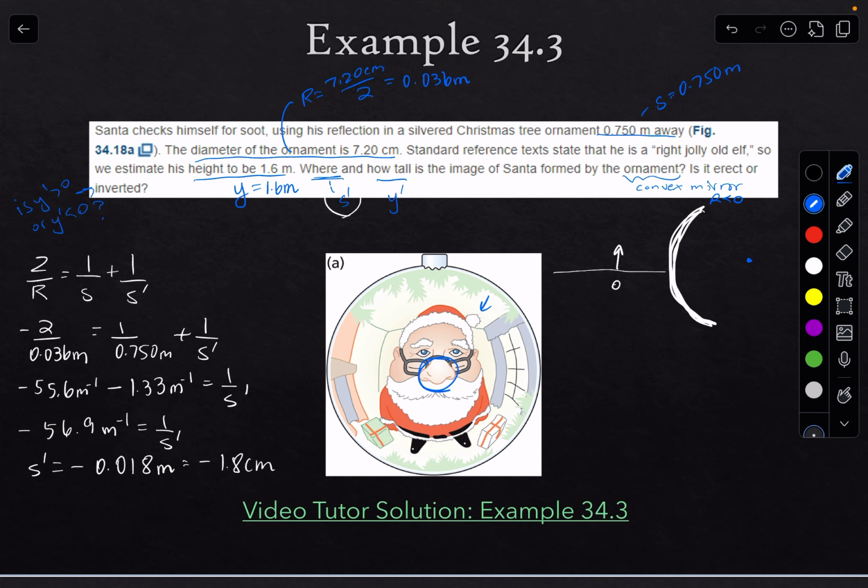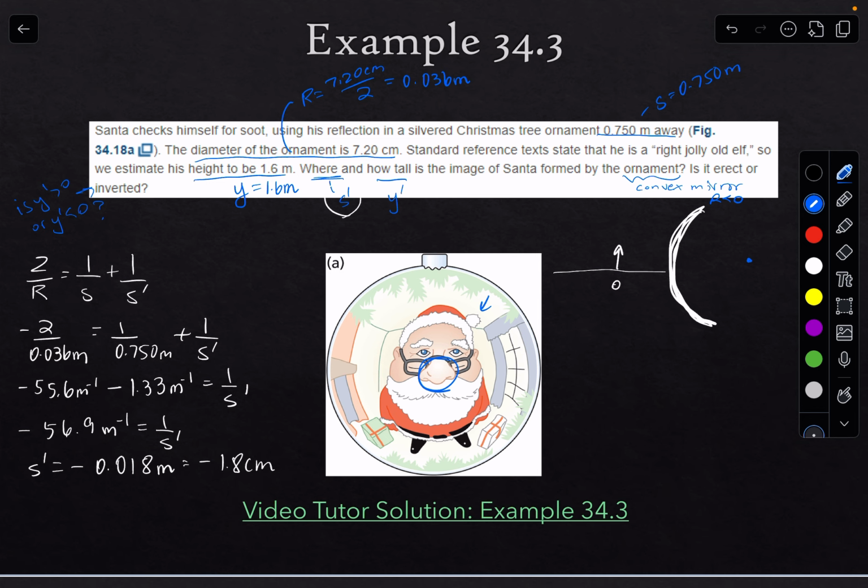So we found S prime. And now we need to find Y prime, which is the height of the image. And judging by this picture, we should expect Y prime to be positive because the image of Santa, which is what is shown here, is upright, right? It's not inverted, it's upright. So we should expect Y prime to become positive. So let's see if we can make the math happen.